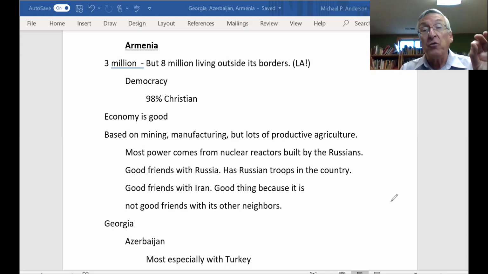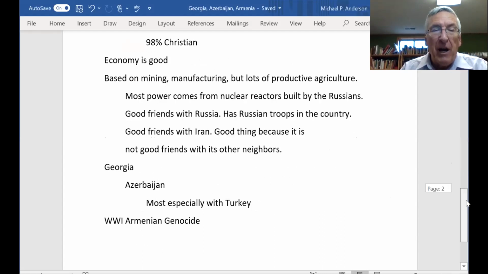Okay, what is the key? Is being good friends with Russia. The Russians actually have troops in Armenia. Georgia's not going to mess with Armenia. Turkey's not going to mess with Armenia. Azerbaijan's not going to mess with Armenia, because if you do, you're messing with Russian troops. And Georgia learned their lesson about messing with Russian troops. Okay, so yeah, kind of a tough neighborhood for Armenia.